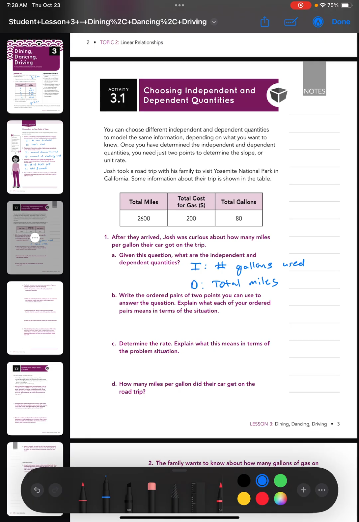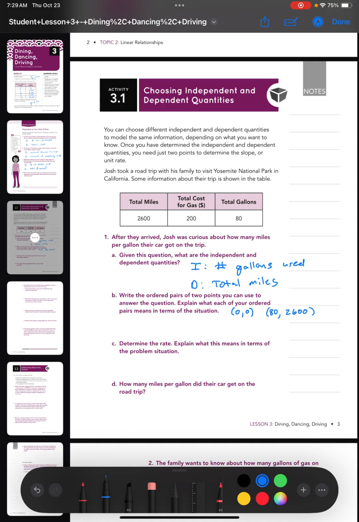So if we want to write an ordered pair of 2 points to answer the question and explain what each ordered pair means in terms of the problem situation. Well, we know we have a starting point, even though it's not listed in that table, of 0, 0. And we also know that at 80 gallons, his total miles is 2,600. So 80 gallons, independent quantity, total miles, 2,600. So there would be our 2 ordered pairs we could use for that situation.